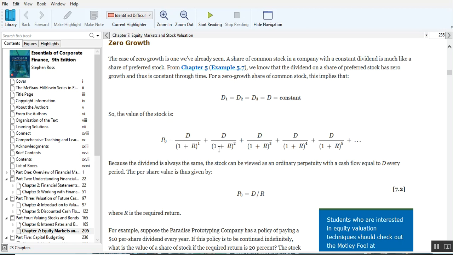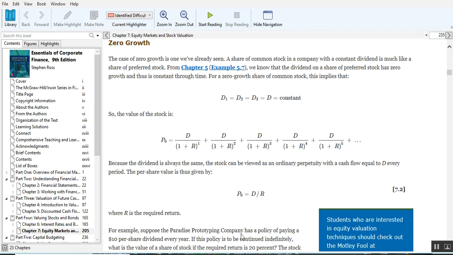Because the dividend is always the same, the stock value can be just an ordinary perpetuity, where the cash flow is equal to the dividend every period. So per share value can be calculated in this way. We take the dividend divided by the required rate of return. We don't have any stock price to figure in. This is all we have to do.